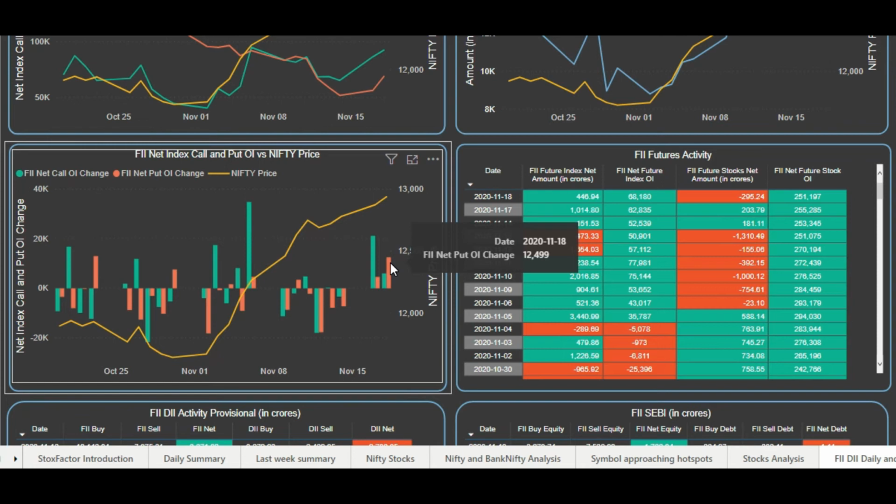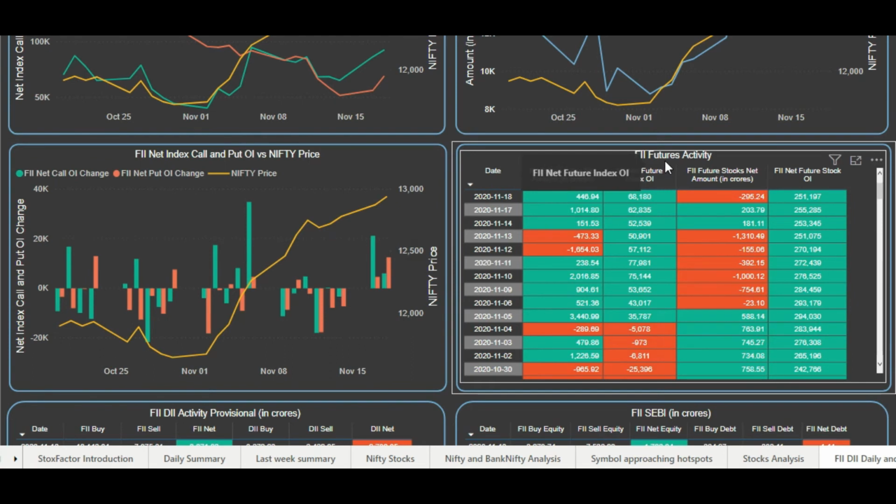Similarly, in line with them, you can also start managing your risk by adding puts, because you might have purchased cash positions, or you might have bought some long positions in the futures segment in the index or stocks. So you can accordingly start hedging your positions.